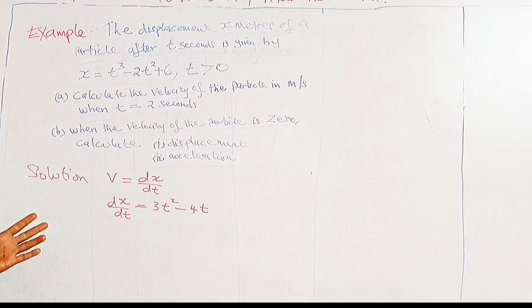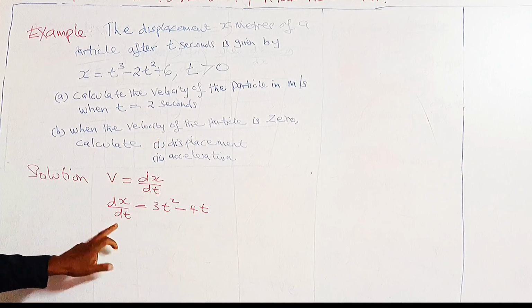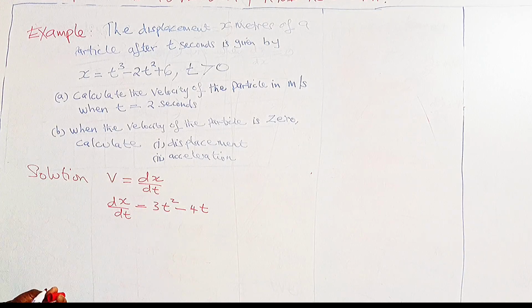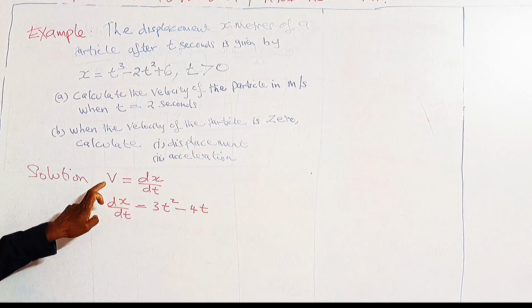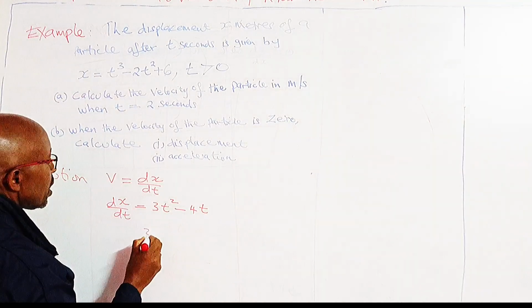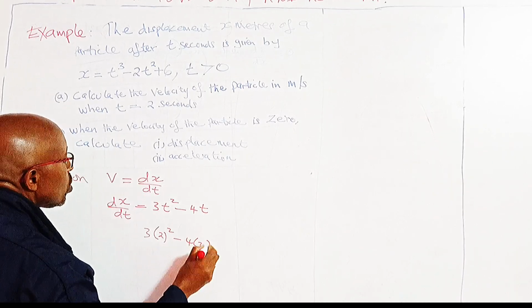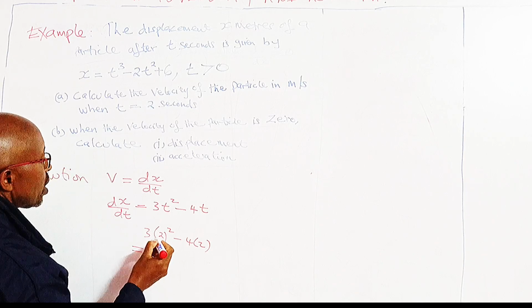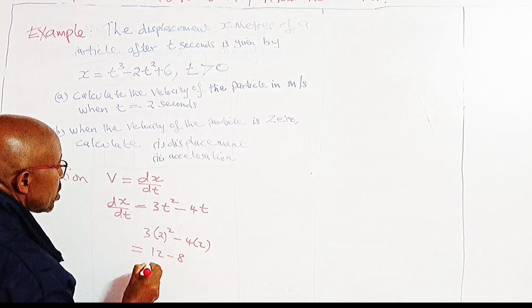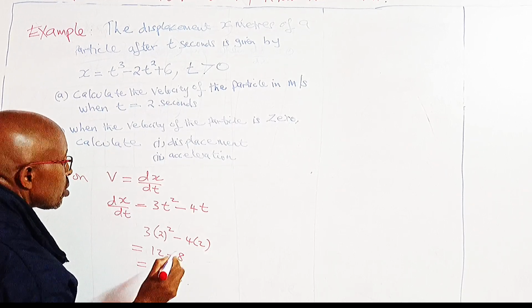We are asked to calculate when t is equal to 2 seconds. Our dx/dt, which is our velocity, is given by 3t squared minus 4t. Now we have to get this velocity when t is equal to 2 seconds, so we substitute t as 2. This gives us 2 squared is 4, times 3 is 12, minus 8, which is equal to 4 meters per second.